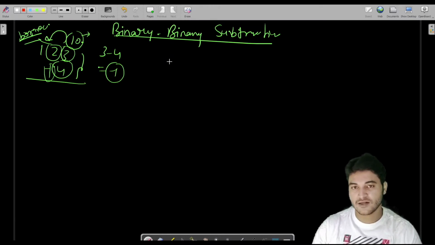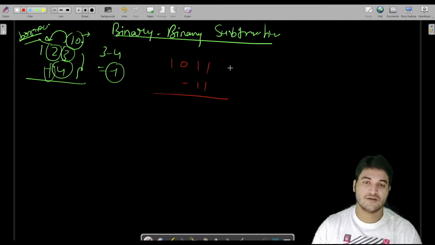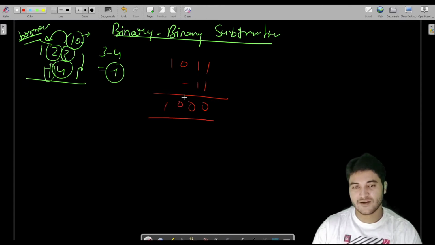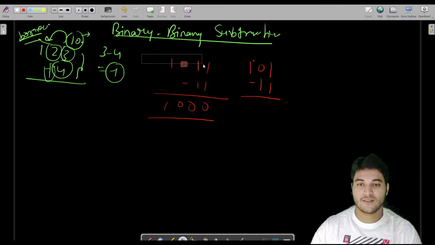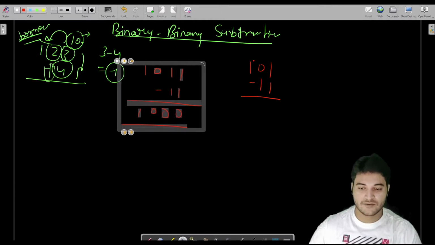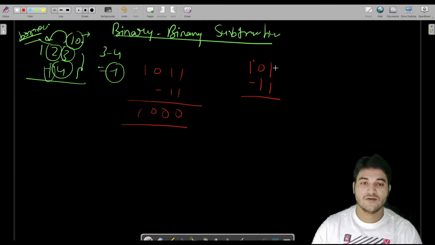Let us say we have two numbers, 1011 and 11, and we have to subtract these two binary numbers. Then 1 minus 1 is 0, 1 minus 1 is 0, and 0 is 0. So this is nothing actually. Let us take another example, 10111. That is fine to understand the logic. So 1 minus 1 is 0, nothing here.